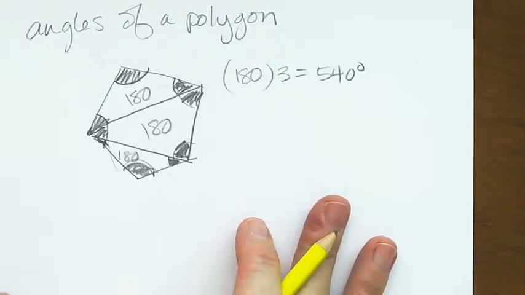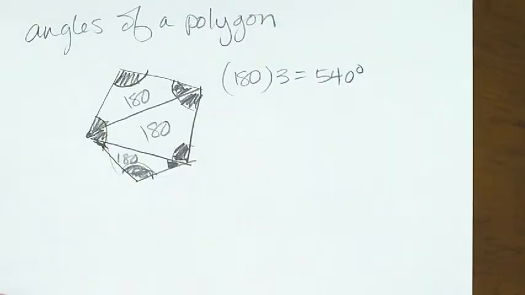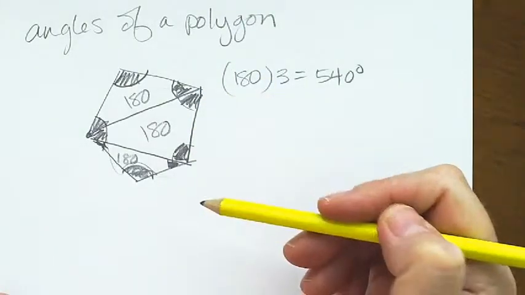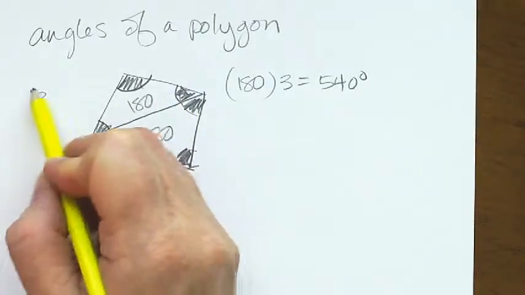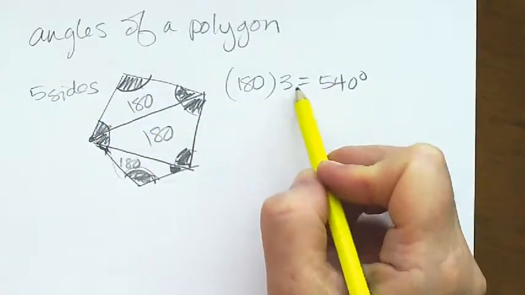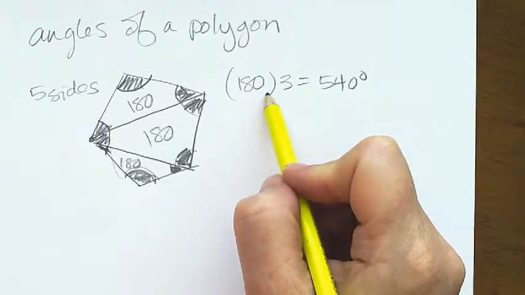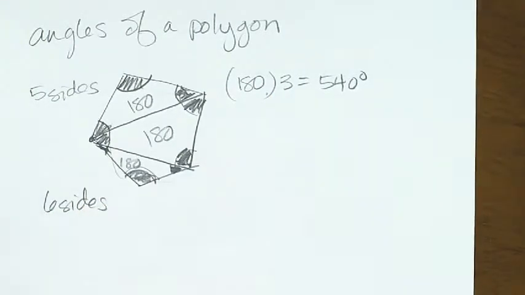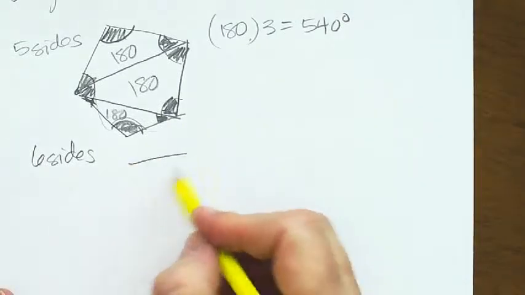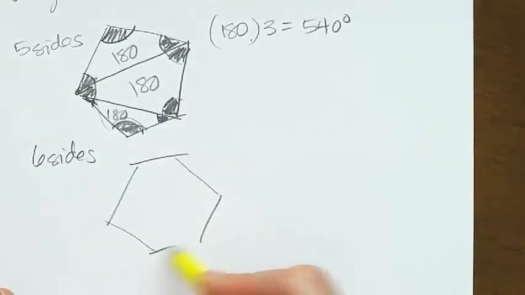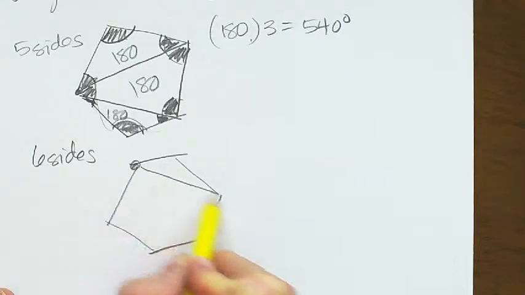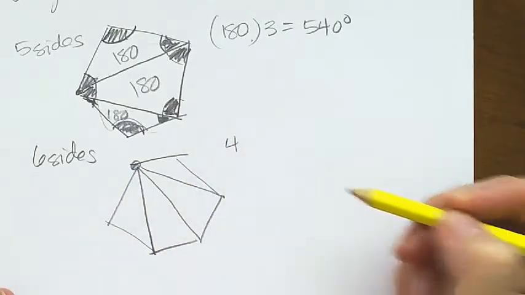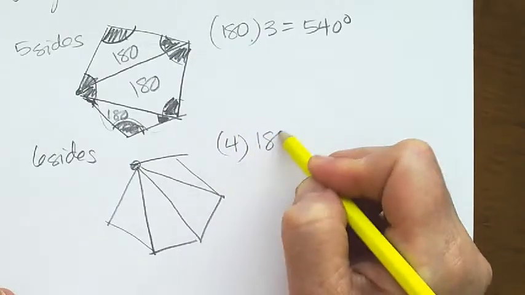So the formula is, if you were to do this with a pentagon, a hexagon, an octagon, and so on, here we started with 5 sides, but we multiplied 3 times 180. It wasn't 5 times 180, it was 3 times 180. If it was 6 sides, if it was a hexagon, and I drew all the diagonals from one vertex, I would divide that up into 4 triangles, and I would do 4 times 180.